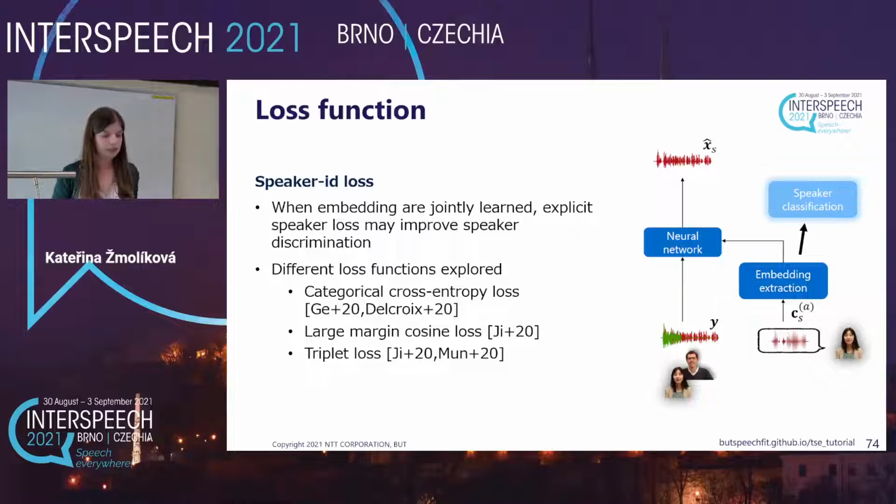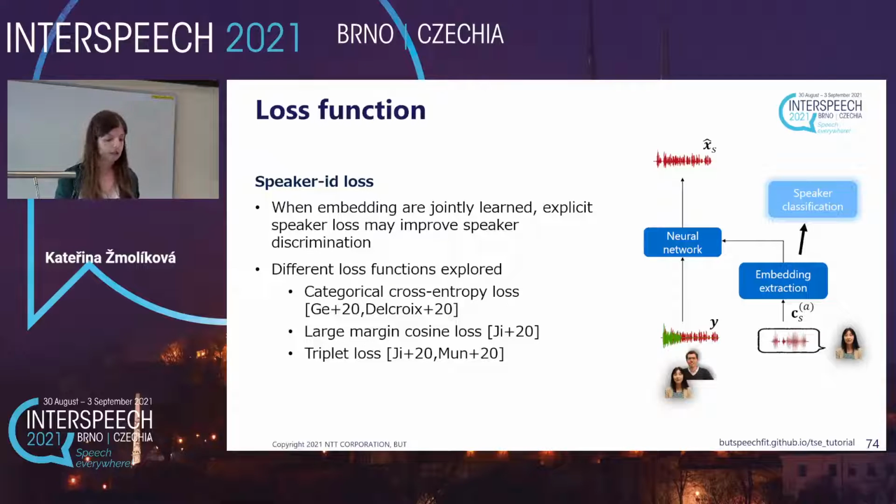In addition, in the target speech extraction method, we can also use a loss function that encourages speaker information in the speaker embeddings. This can be used in the methods where the speaker embeddings are jointly learned with the task, so when we have the auxiliary network that learns to extract the speaker embeddings. When we want to apply the additional speaker ID loss, we add a layer or a few layers after the speaker embeddings, and we use an additional loss which measures the quality of speaker classification.